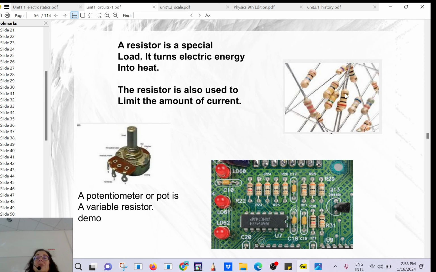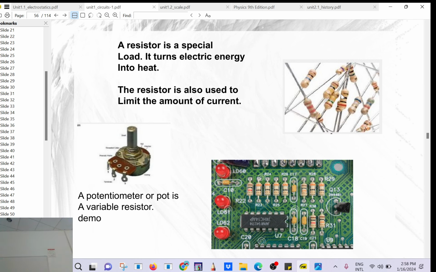It used to be that students had to learn the code. Red is for hundreds, this one is for tens, and each color stands for a digit, so 100 and then 10, so 125. But nowadays we have devices that can measure the resistance. Let me show you quickly.